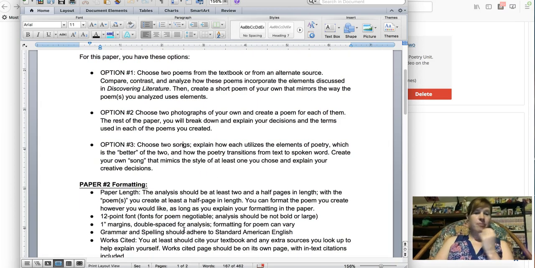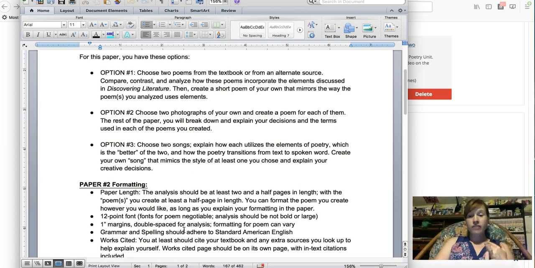The analysis part, the 2.5 pages, needs to be 12-point font, legible font, much like paper 1. But your poems that you create, they can be any font size, any font, any formatting. You can make it look crazy. I did a poem for college once where it was about the ocean, and so I did the stanzas where they looked like waves as it went down. You could do something like that. It's totally up to you.